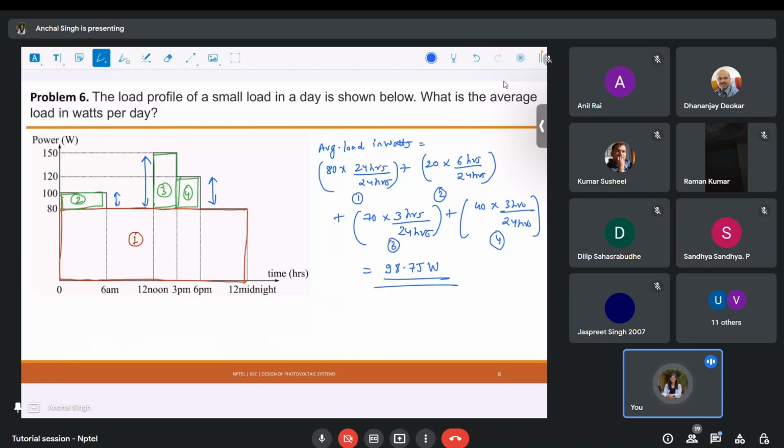This is the average load in watts. You can calculate it by breaking it into different parts or individually, but this is how I did it. So you'll get the same answer any which way you do.